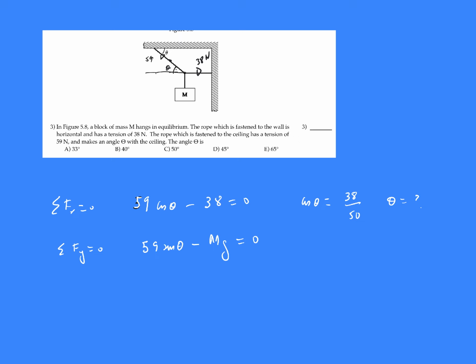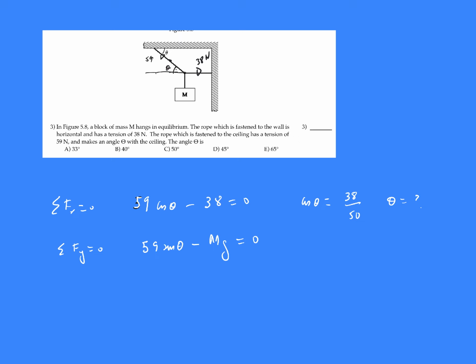The next problem says, in this picture, this mass M hanging is in equilibrium. The rope with this fastener on the wall has a force of 38 newtons, and here there is another force of 59 newtons going in this direction, and everything is in equilibrium. So what is being asked is: what is this angle?